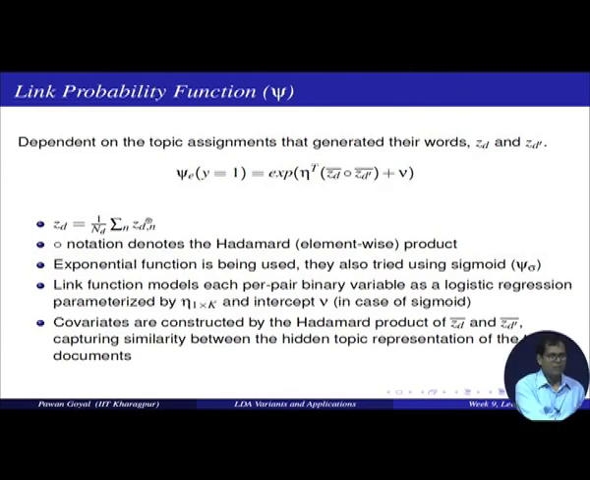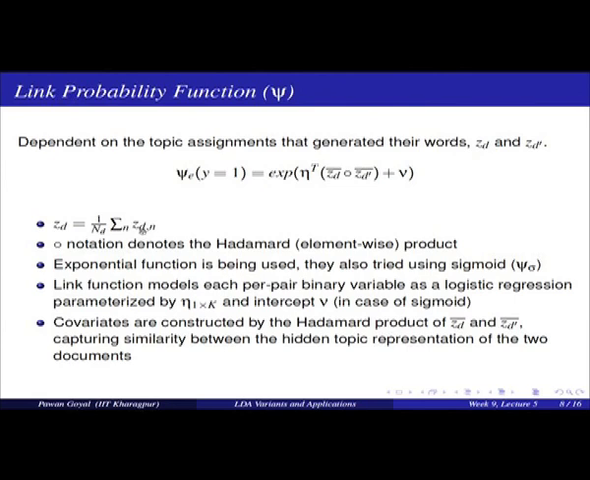So z_d is nothing but the topic probabilities in each document. Use it for the pair and get a Hadamard product of those, and plus a bias term gives you, okay, whether these two documents are likely to link or not, right, eta transpose and this total thing. And in their paper they also use the sigmoid function apart from the exponential function, and the link function models each per-pair binary variable as a logistic regression, and this is parameterized by eta and nu. Okay.